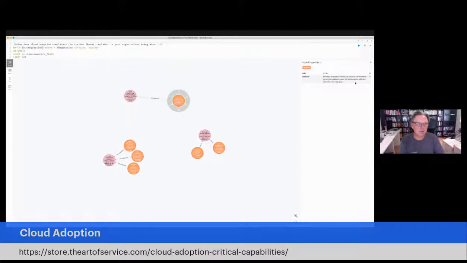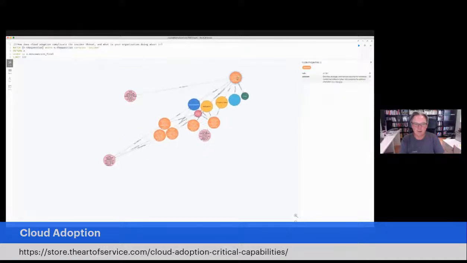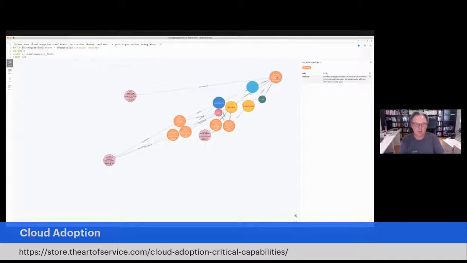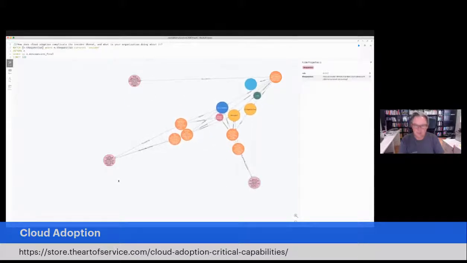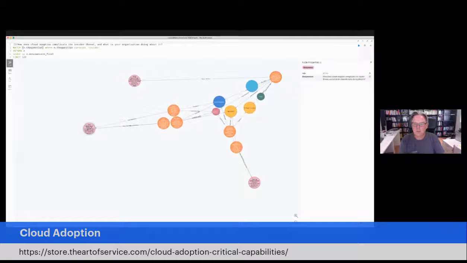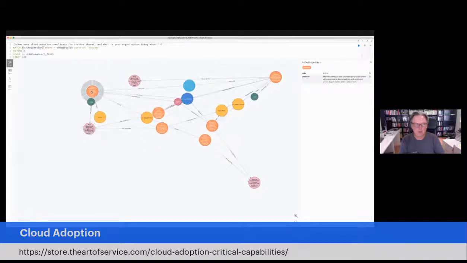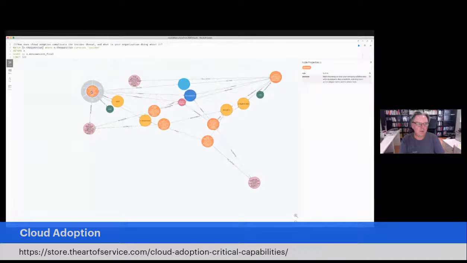Develop strategic and tactical security remediation recommendations, a cyber risk roadmap to address identified security gaps. There we go. Double click. And it's definitely an ought-to-have. And it has a lot of relationships to other use cases in place. So I clicked on this question, and you see this one goes back there. This question, how does cloud adoption complicate the insider threat, and what are departments doing about it? There we go. Click on that one.